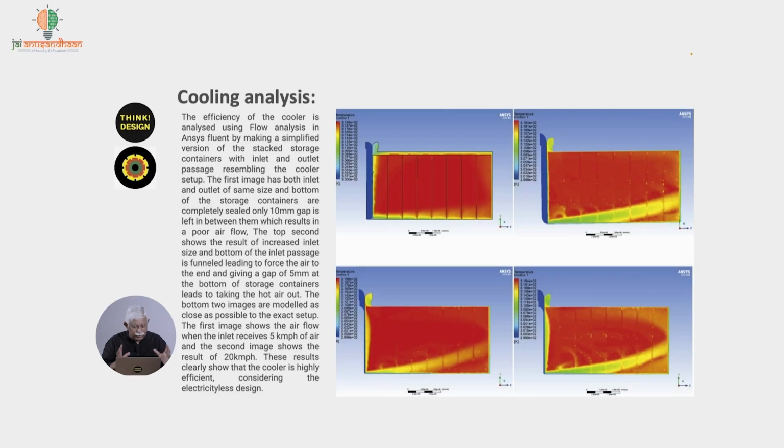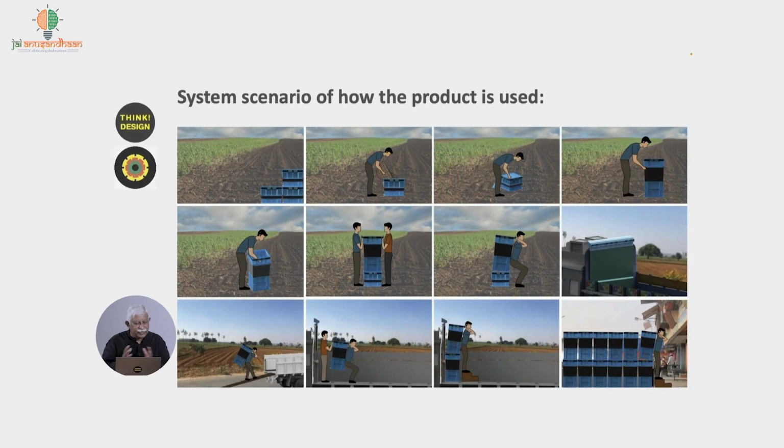Then cooling analysis was done: if all the vegetables have to be cooled, how can you do that? And finally, a system scenario of how the product is used. You can see that's the farmland, and the person comes here and puts the vegetables into the storage unit. If there are more vegetables, you can extend it, and that's how he carries it to the truck, and it is stacked on the truck, and the truck carries it to the marketplace.